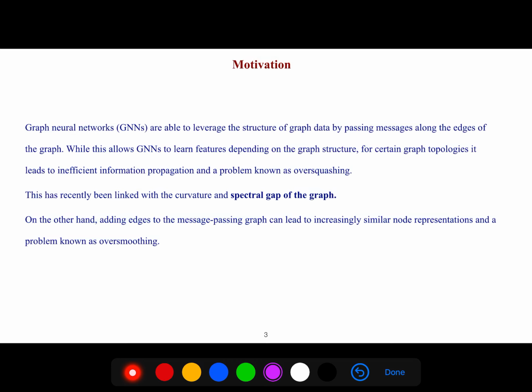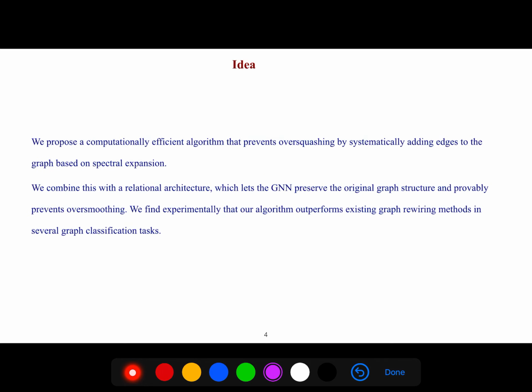On the other hand, adding edges to message passing can lead to increasingly similar node representations and a problem known as oversmoothing. We propose a computationally efficient algorithm that prevents oversquashing by systematically adding edges to the graph based on spectral expansion. We combine this with a relational architecture, which lets the GNN preserve the original graph structure and provably prevents oversmoothing.